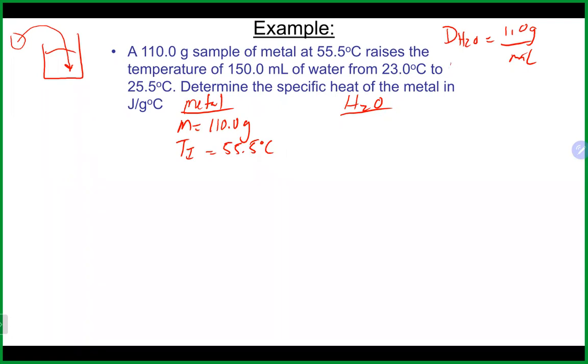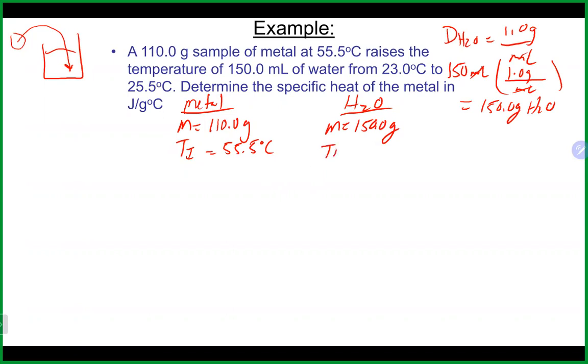I put the density there because if you take 150 milliliters of water and multiply it by the density of 1 gram per milliliter, that gives you 150 grams of water you started with. So the mass of the water is 150 grams. The initial temperature of the water is 23. It goes to a final temperature of 25.5 degrees Celsius. We also know the specific heat capacity of water is 4.184 joules per gram per degree Celsius. So again, that is something you should know.